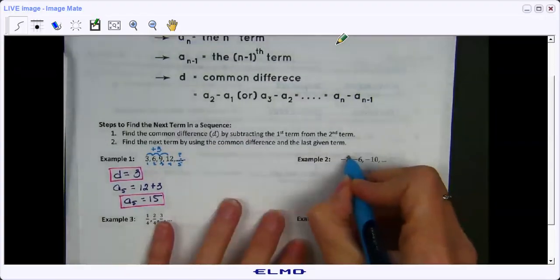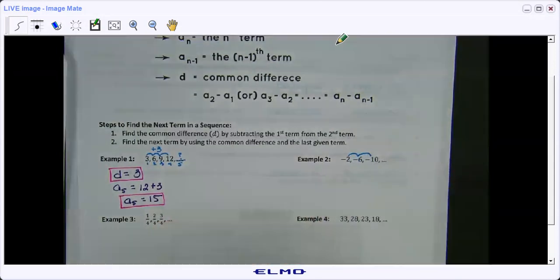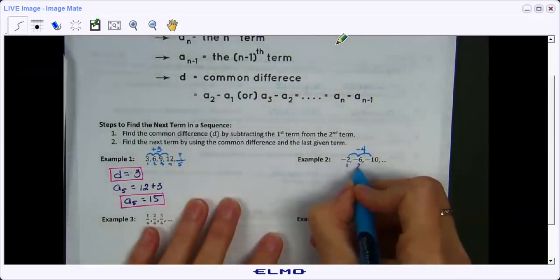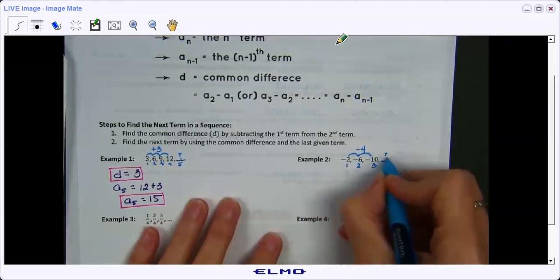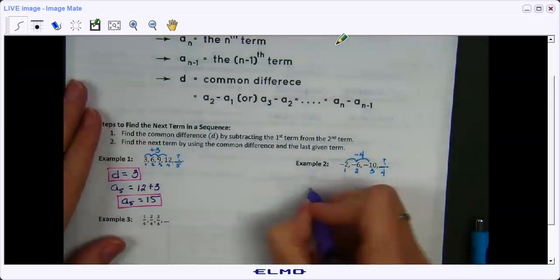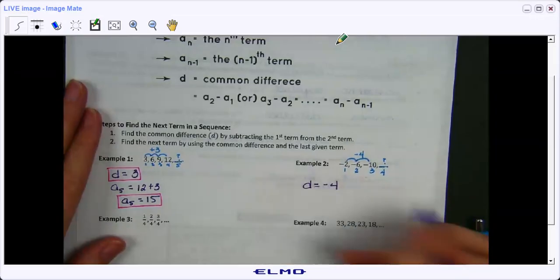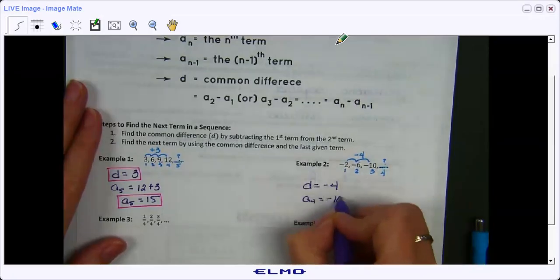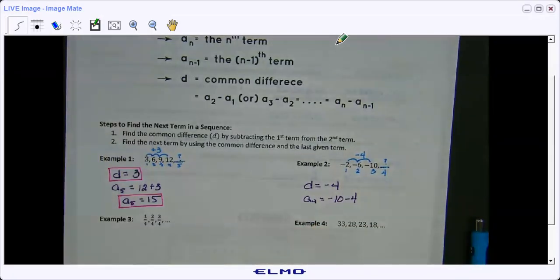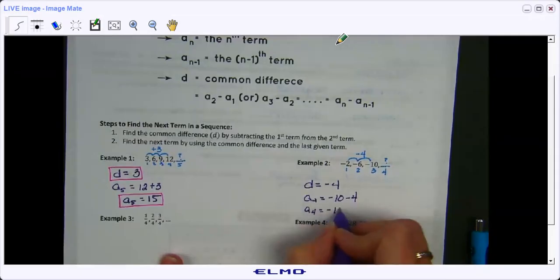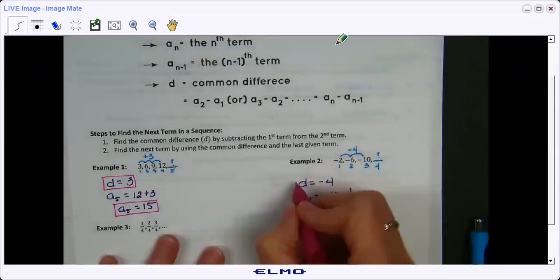So from 2 to -2 to -6 to -10, what are we doing each time? Subtracting. Yeah, we're subtracting 4. And we're looking for the next term, this term right here, term 4 this time. So our common difference is -4. And then we're looking for the 4th term, which is going to be -10 minus 4. And so a sub 4 is -14. So the next term in the sequence would be -14.